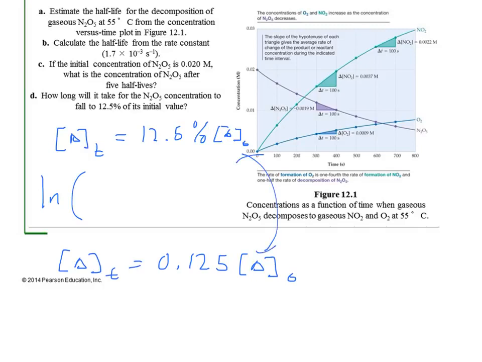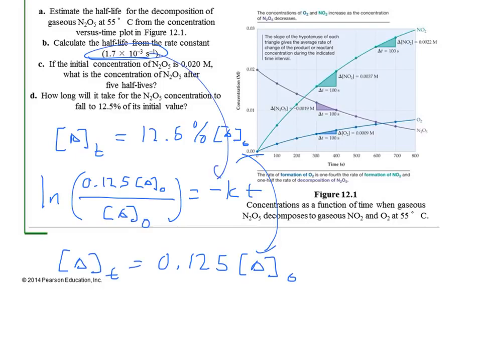So A sub t is 0.125 A sub 0, divided by A sub 0 equals e to the negative kt. They gave us k there in the problem, so we'd plug it in there. A sub 0 divided by A sub 0 equals 1. So now it's simple plug and chug, and we've worked it before, and let's keep moving.